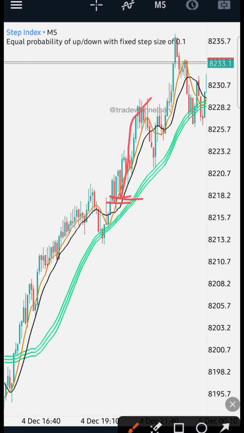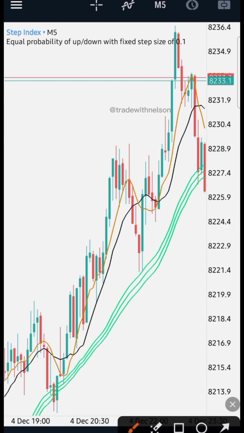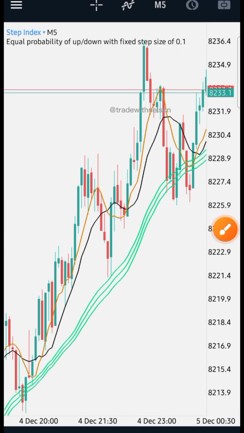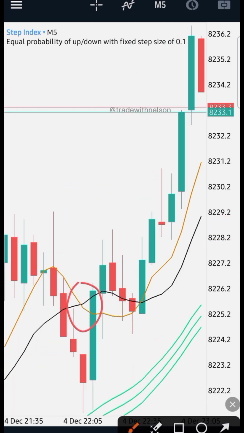Still, you see another cross of the moving average. So this is the cross that we entered on, and this is another cross. So we're able to hold our trade from this point to this point. That is a very big pips, guys. And then another setup is cooking, because we have seen a cross.